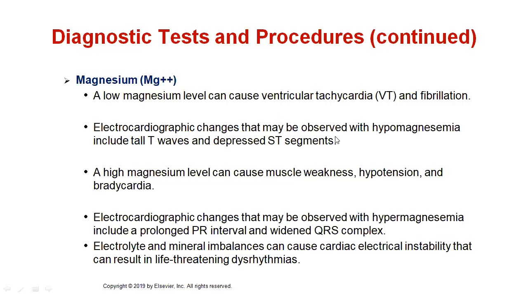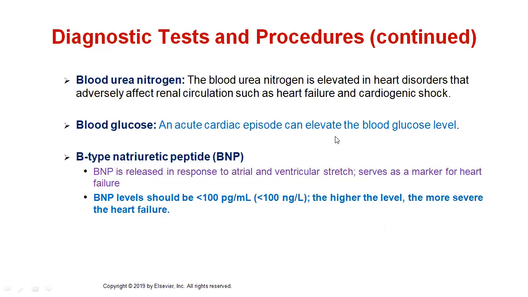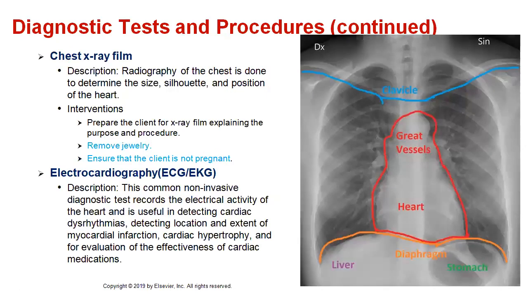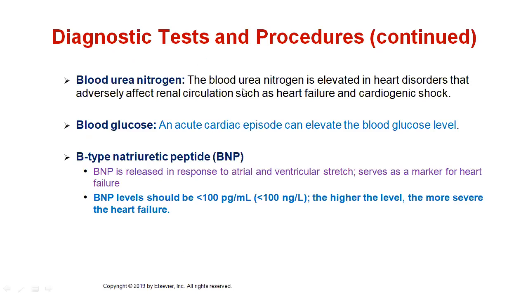So now go next, diagnostic test. What we need for board exam. That one is called blood urea nitrogen and blood glucose, and most important is called BNP. BNP stands for B type natriuretic peptide. Very short, let me explain it.